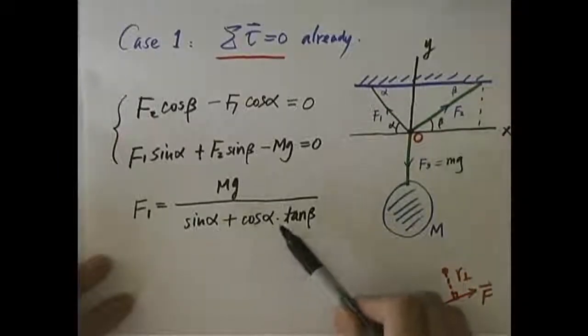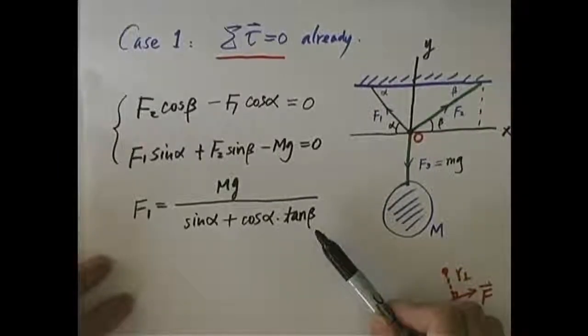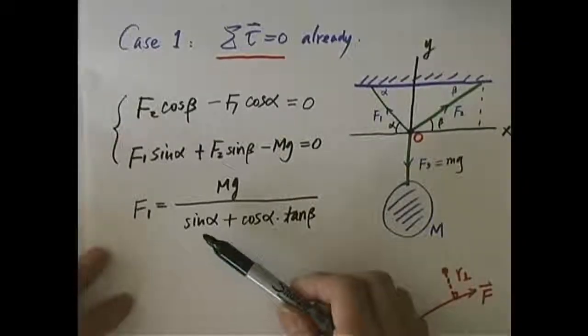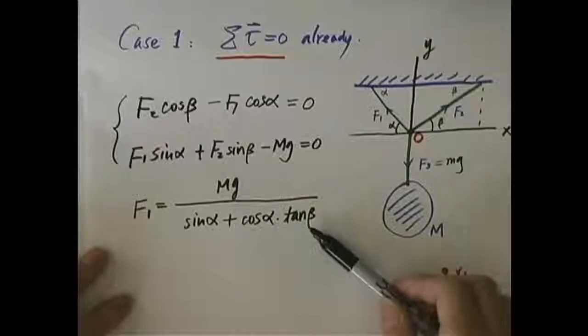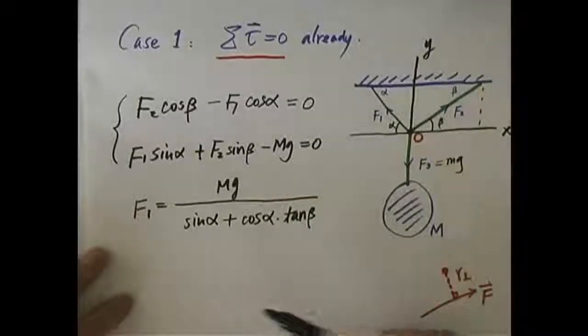In particular, you notice that if both alpha and beta are equal to 0, then we'll be in trouble, because the denominator would be 0. Sine alpha, tangent beta both equal to 0. So F1 has to be infinity.